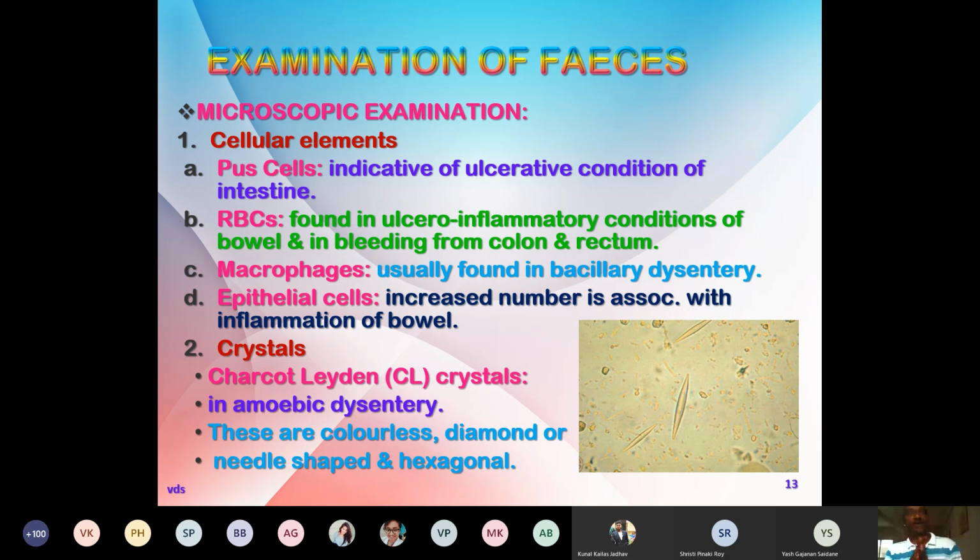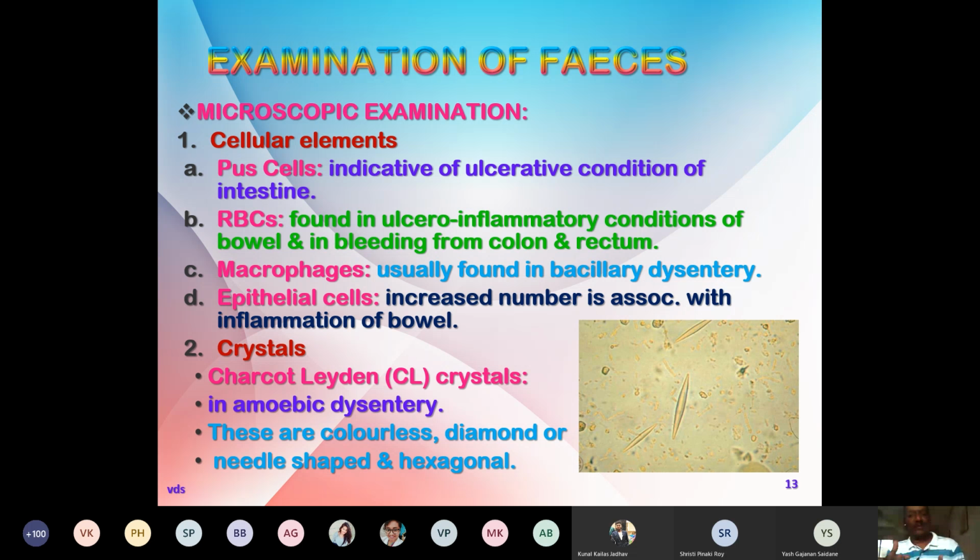Macrophages are often present only in bacterial dysentery or bacillary dysentery. They are not usually present in amoebic dysentery. Whereas epithelial cells are increased in number in certain inflammatory conditions of the bowel. It may be due to bacterial infection or parasitic infection.